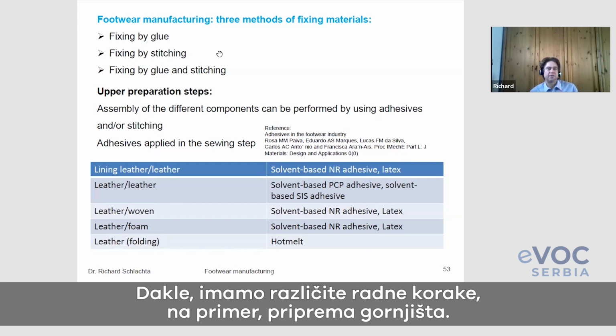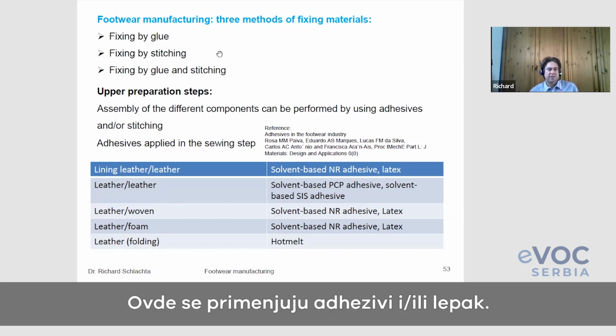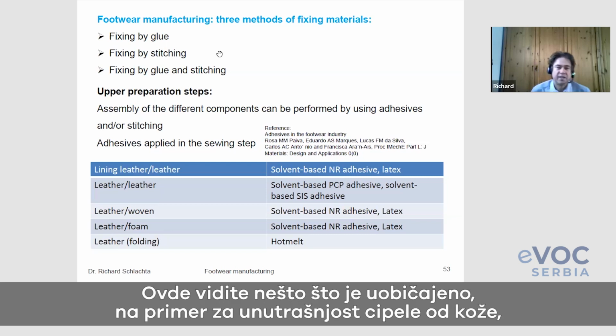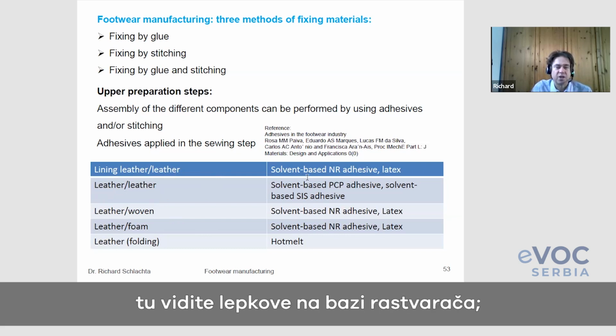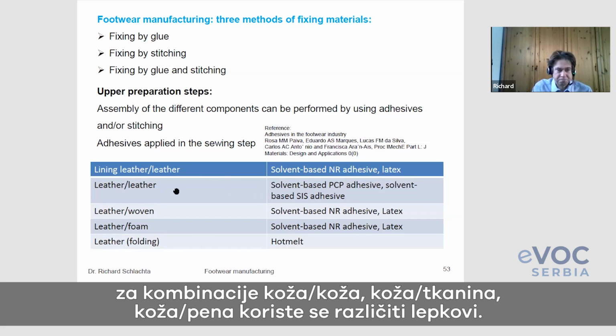So we have different working steps, for example, the upper preparation. And here adhesives and or stitching is applied. And here you see always, so let me say what is very common. For example, for lining leather and leather, you see solvent-based adhesives, latex adhesives, and leather woven, leather foam. So different types of adhesives will be applied.